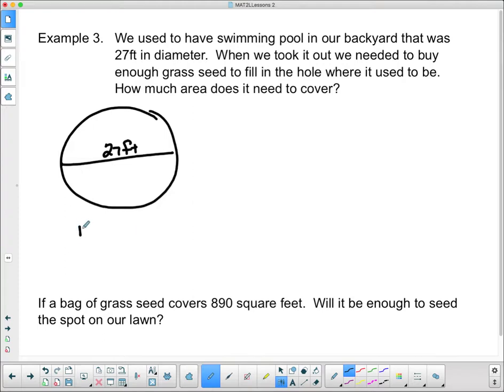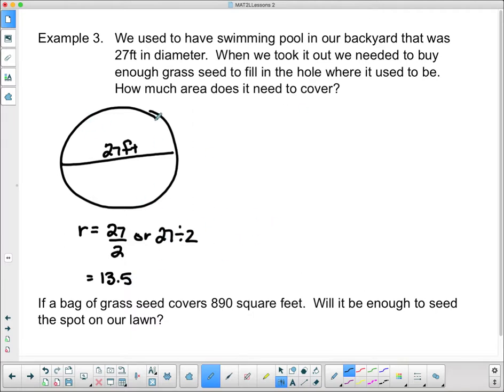Now we need to find the radius of this too. So remember, we got to split it in half. So we do 27 divided by 2, and the answer, half of 27, is 13 and a half. So 13.5. If you need to, just type that into the calculator.